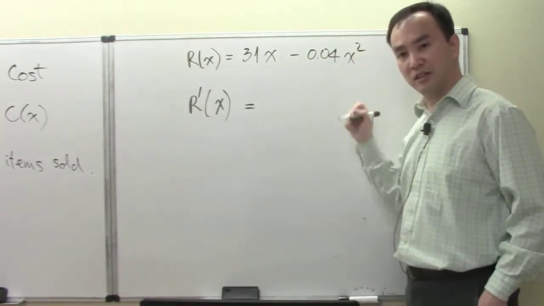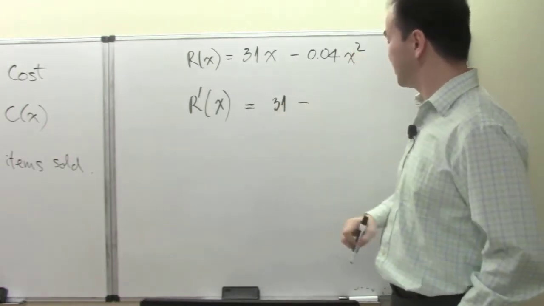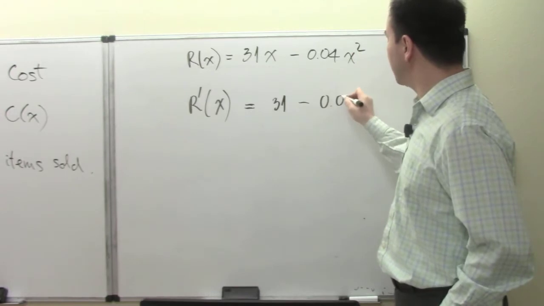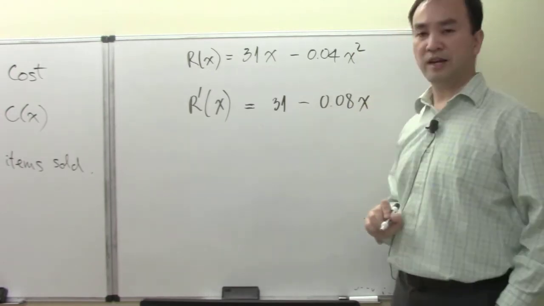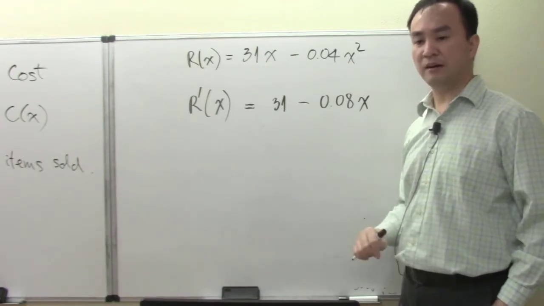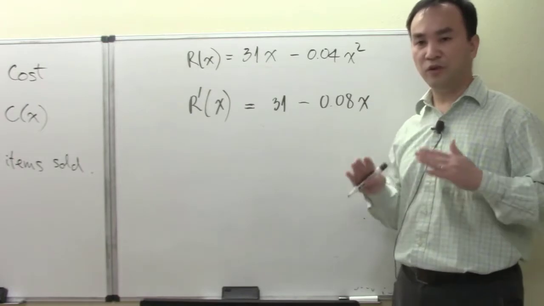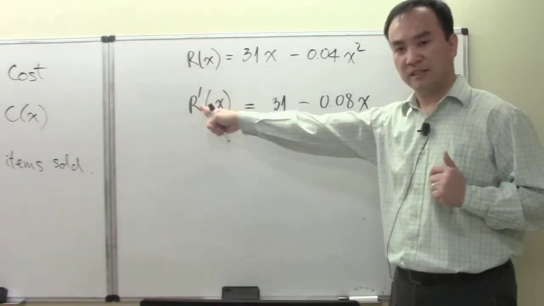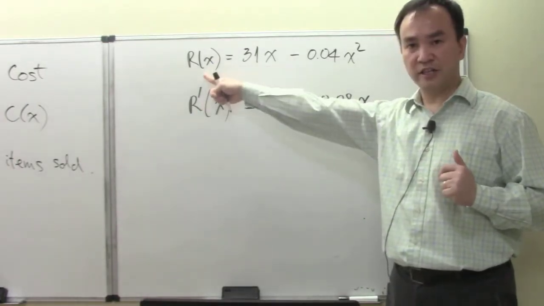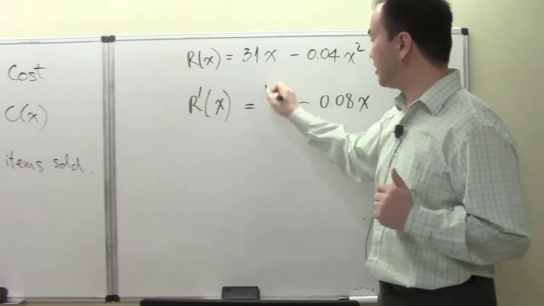Now finding the derivative of this R function is simply according to all the basic derivative rules combined together with power rules. Then we can go 31 minus 0.08x. So that is our derivative function. Nothing fancy about this question, and that is all the intention of this question here. We find the derivative of our previously defined revenue function. And so here it is, that's the derivative. We are done with part B.